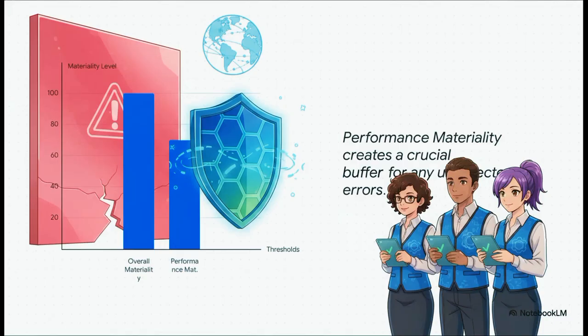And this shows you exactly how it works. If overall materiality is the absolute red line that you just cannot cross, then performance materiality is the much more cautious everyday working limit the audit team uses. It gives them this crucial margin of safety, making sure that even if a few small errors slip through undetected, the final numbers are still trustworthy.